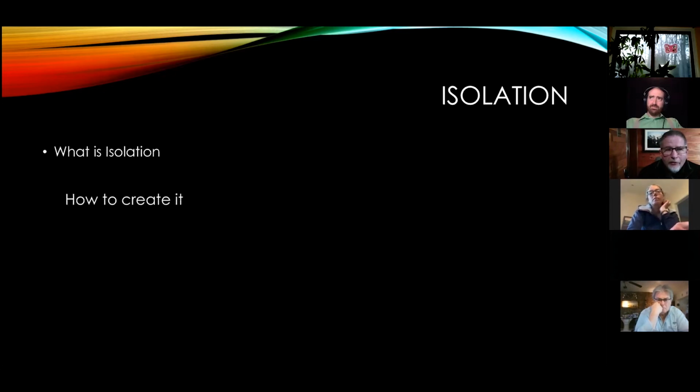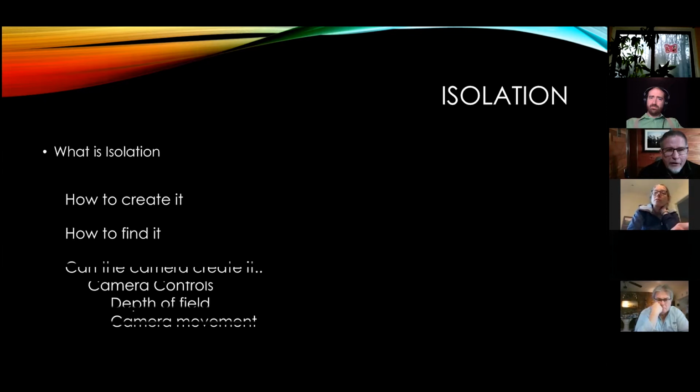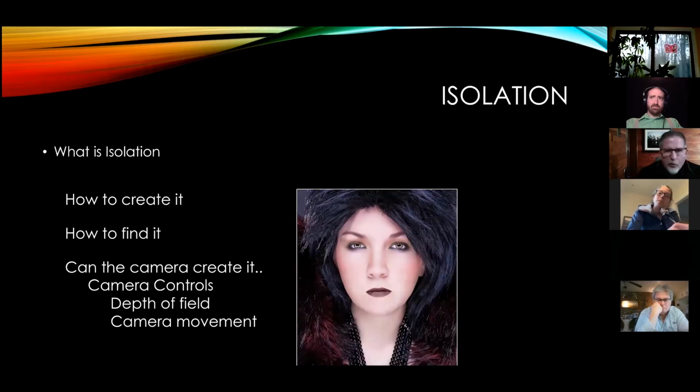And what is isolation? How do we create it? How do we find it? How do we isolate something with light? Can the camera create it? Camera controls, depth of field, and camera movement.